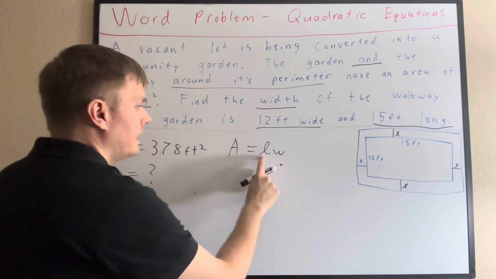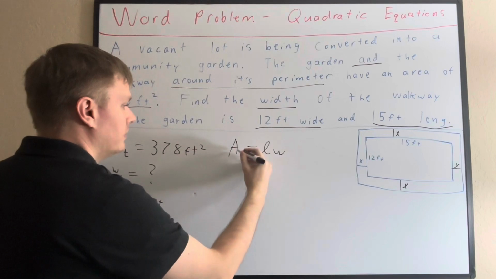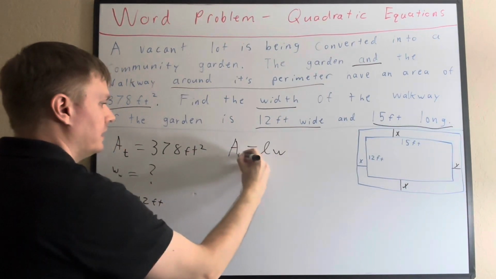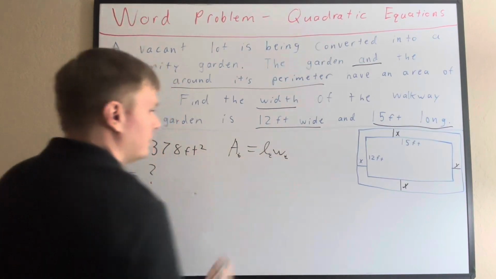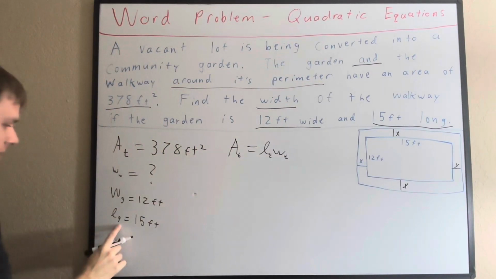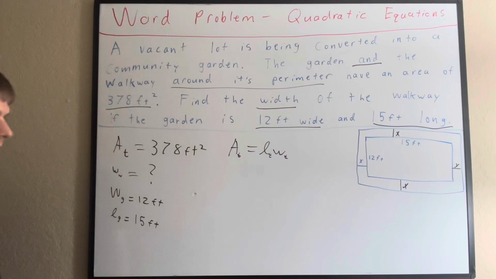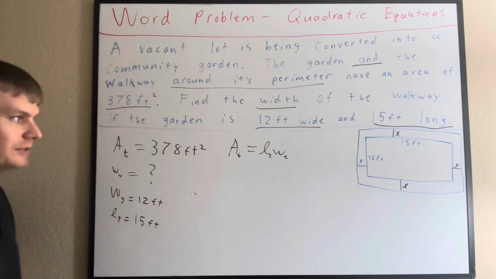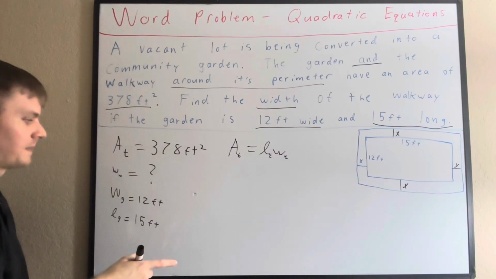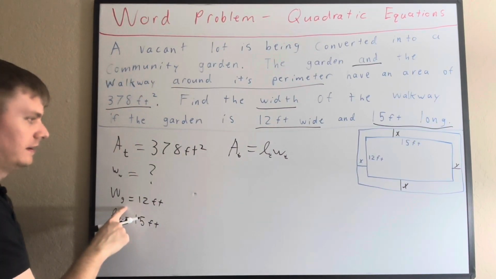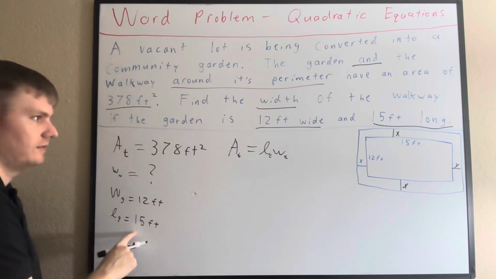So what is the length of the total? Because we have the total area, so we need the total length and the total width. We don't have either of those. We just have the garden. That's all we've got. So how do we know what the total length is and the total width is? Well, think about it. Think about length first, 15 feet.